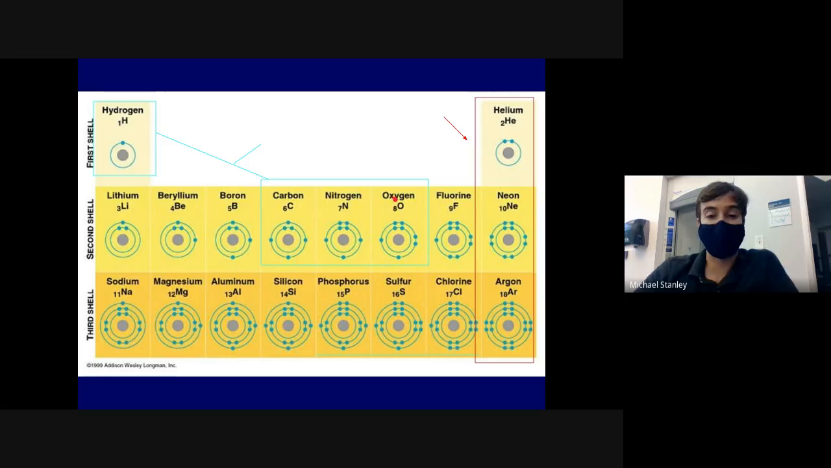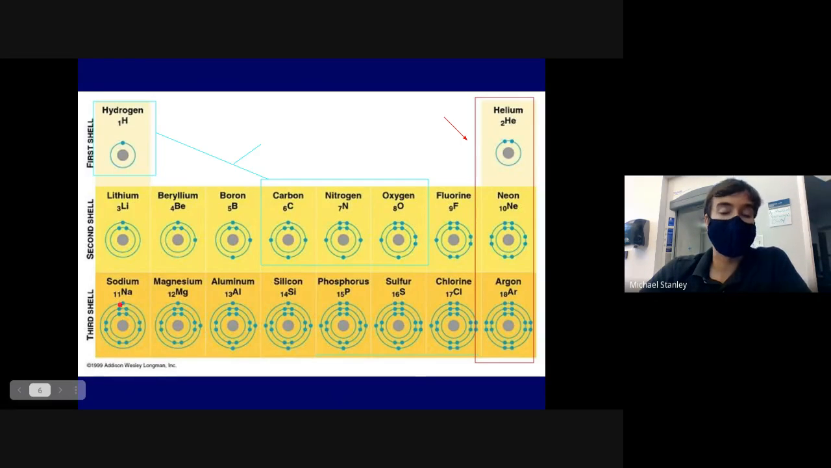Some atoms are really close to having a full shell, like fluorine over here has 7 outer shell electrons, so it just needs to gain or share 1 more electron to get up to 8. Some atoms, like sodium over here, have only 1 valence electron. So 2 and then 8 makes 10, but sodium has 11 electrons, so that last one goes on the third shell here. In order to make that octet rule, sodium would have a really hard time gathering up 7 more electrons in order to fill that shell.